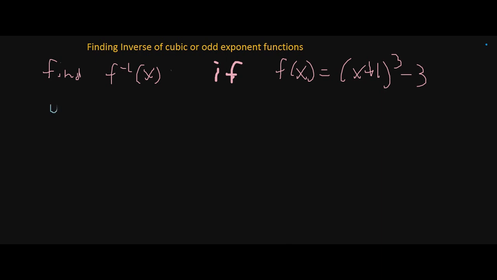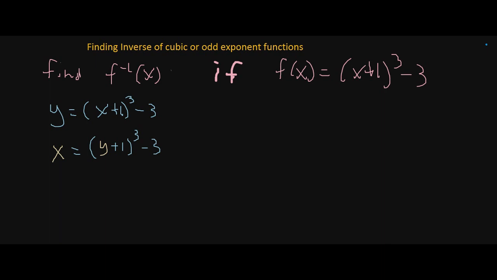First thing I'm going to do is rewrite it as y equals (x plus 1) raised to the third power minus 3. Step 1 is always switch your x and y variables, right? So let's do that. We have x is equal to (y plus 1) raised to the third power minus 3. So first step is we switch our x and our y values.